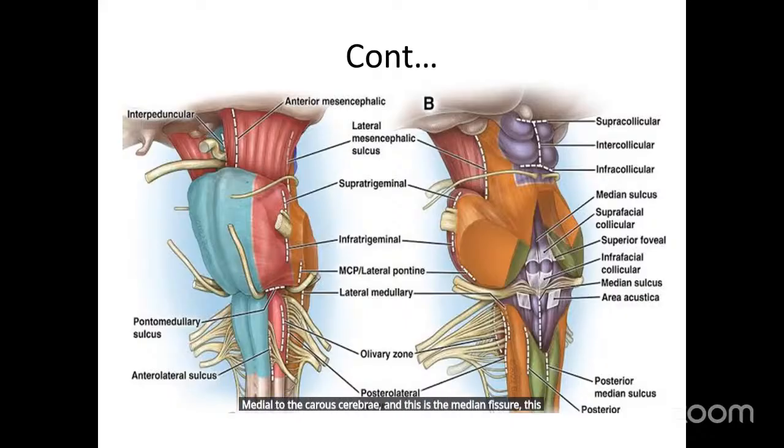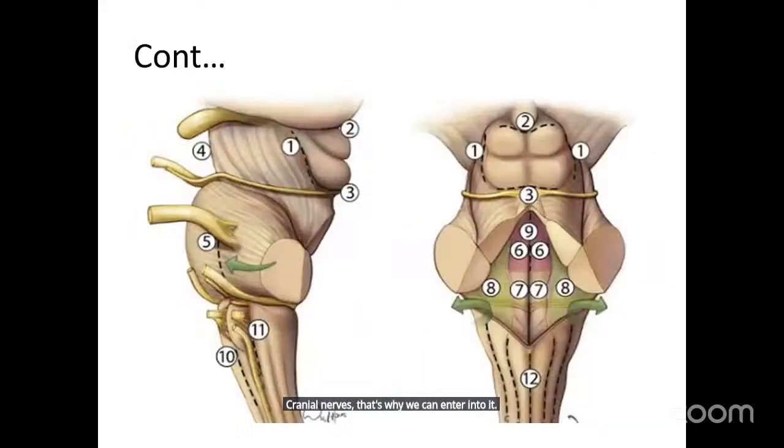Laterally is the olivary zone, which lies in between these two, because it is divided by some functional tissues, or you can say the nuclei of the cranial nerve. That's why we can enter into it. This is another pictorial and diagrammatic expression of this one that shows the upper side.